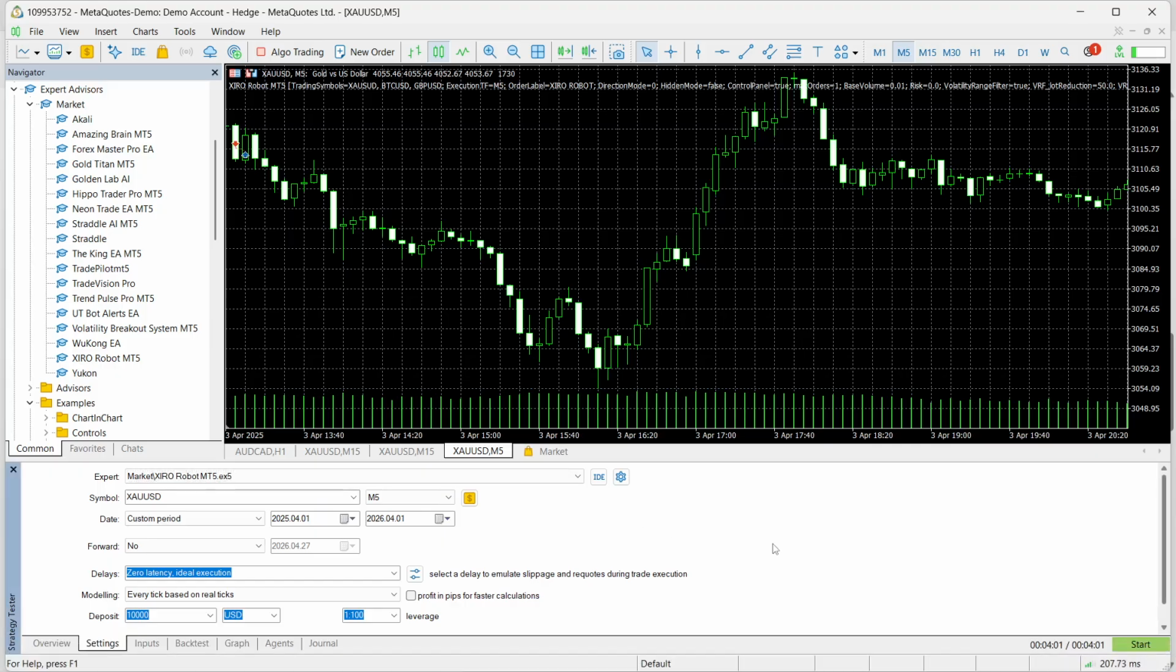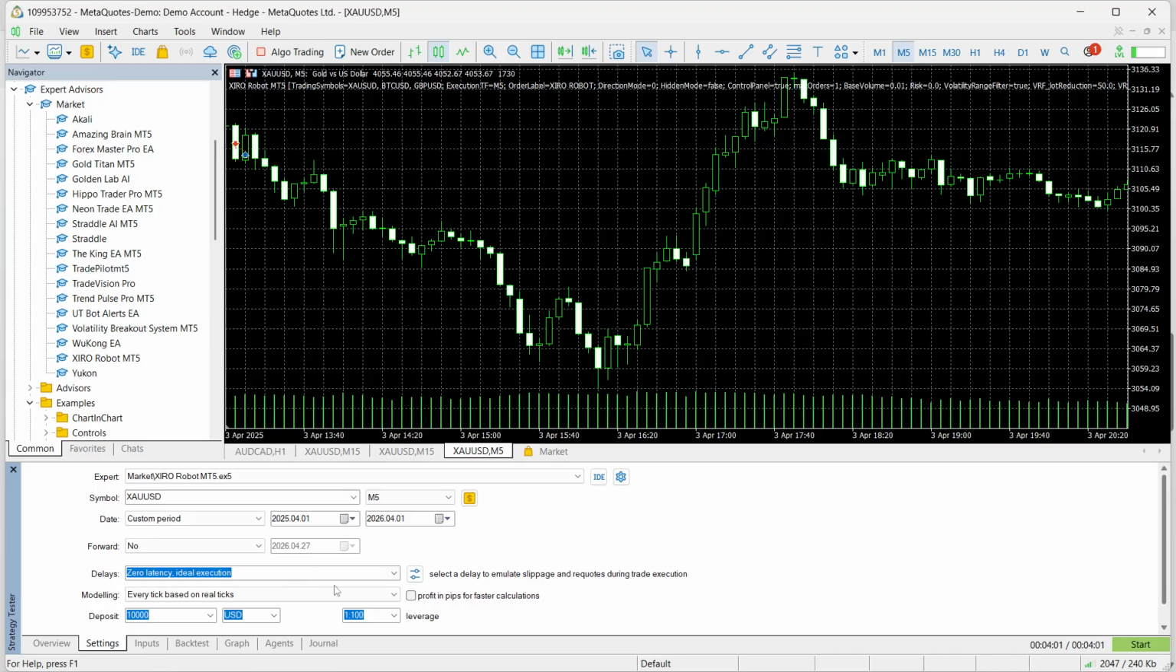And as you can see, I was opportune to test the EA using the recommended parameters. I used XAUUSD on the M5 time frame for a custom period of 1 year, ranging from the 1st of April 2025 to the 1st of April 2026. Okay, the 1 year period.